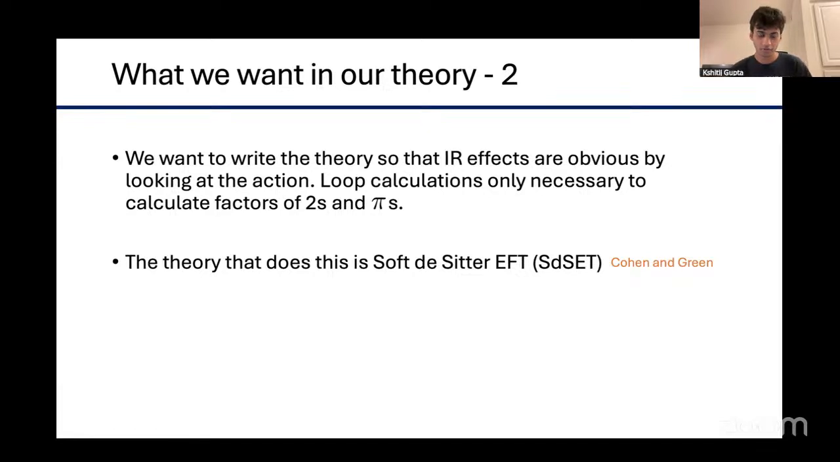And so we've understood, at least for this EFT, that the loops will be a lot more convenient. But we also want to write down the theory now and write it in a way so that the effects are obvious just by looking at the action. We still don't want to do loop calculations to prove that zeta is time independent. We should understand the IR physics just by looking at the action, and the loop calculations should only really be necessary to calculate factors of 2's and pi's. So we should understand the effect of a term just by the action.